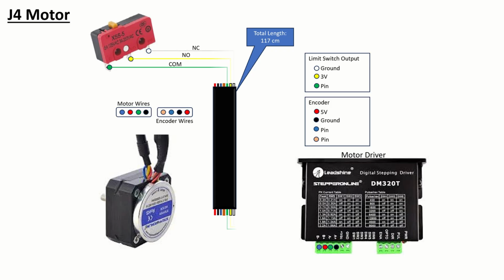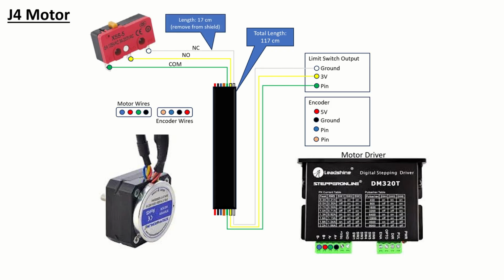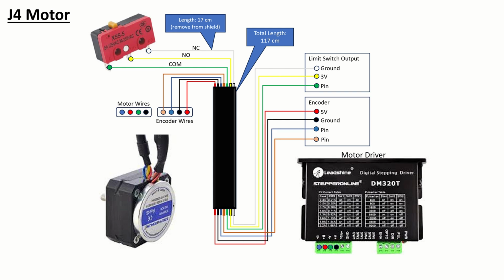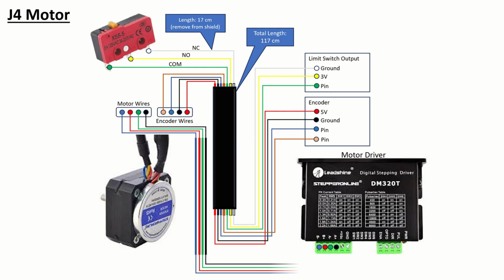We'll use an 8-core cable, 117 cm in length, to connect the limit switch and motor encoder. The motor cable also requires an additional 55 cm extension. For the limit switch, we're using a smaller type.